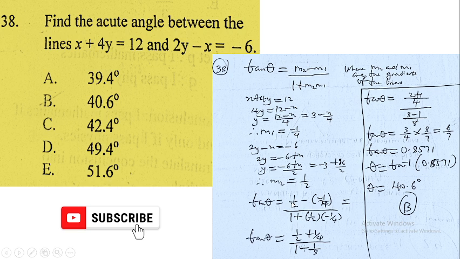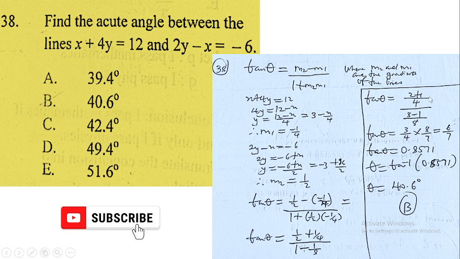Tan theta will be m2, which is half, minus open bracket minus 1 over 4 as m1, over 1 plus m2 multiplied by m1. So half times minus 1 over 4 will give us minus 1 over 8. Then minus times minus will give us plus, then we have half plus 1 over 4. If you find the LCM here, that means we'll be having 4 as the LCM, and that will give us 2 plus 1 over 4. Find the LCM of the denominator as well. We have 8. Then that will be 8 minus 1 over 8 as well.